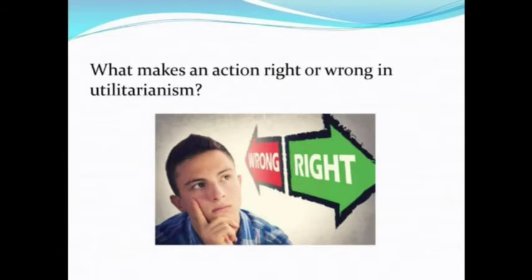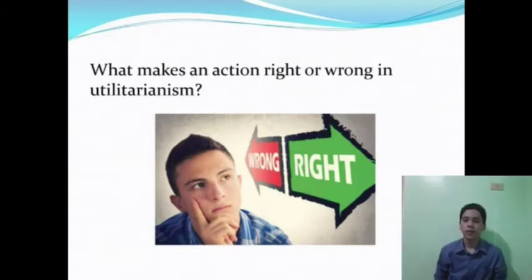What makes an action right or wrong in utilitarianism? Utilitarianism holds that an action is right if it tends to promote happiness, and wrong if it tends to produce sadness or the reverse of happiness. Not just the happiness of the actor, but of everyone affected by it.